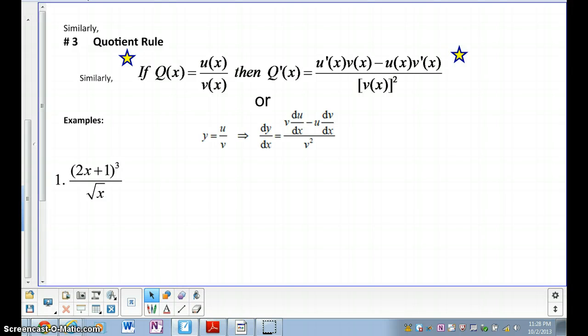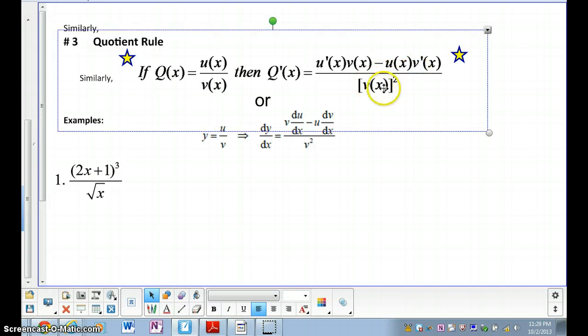Welcome back. Our second rule that we're learning tonight is the quotient rule. And here you can see it written using the prime. So if we have q of x, where we have a u of x divided by v of x, that's why it's called the quotient rule, then the derivative of q will be equal to u prime of x times v of x minus u of x times v prime of x all over v squared.